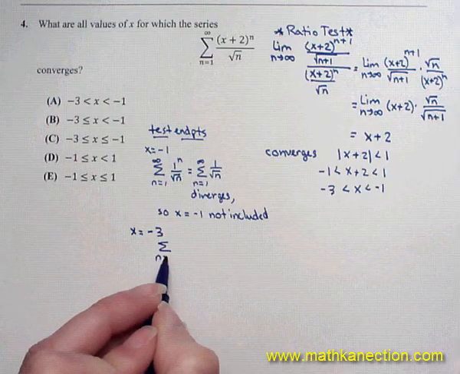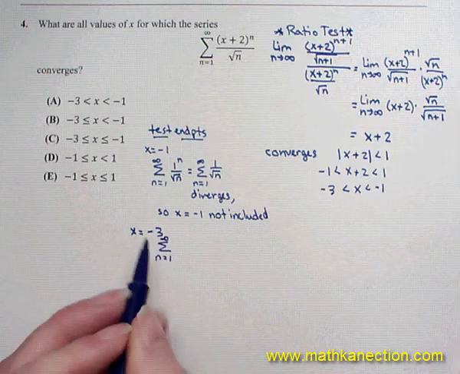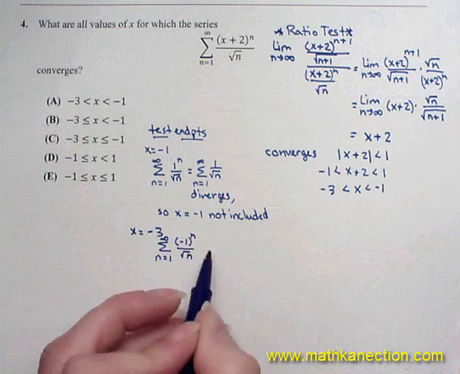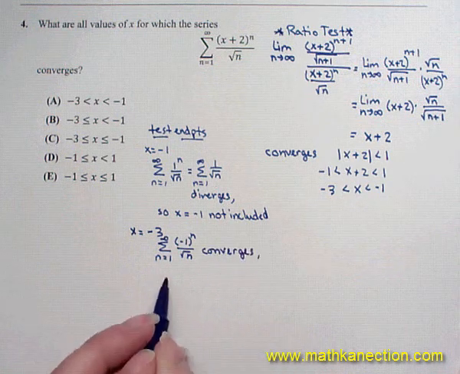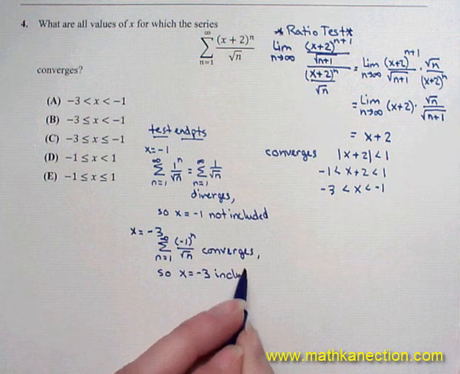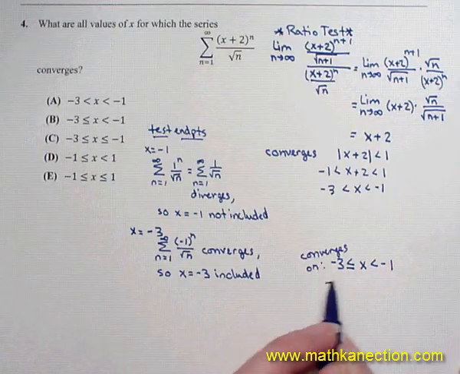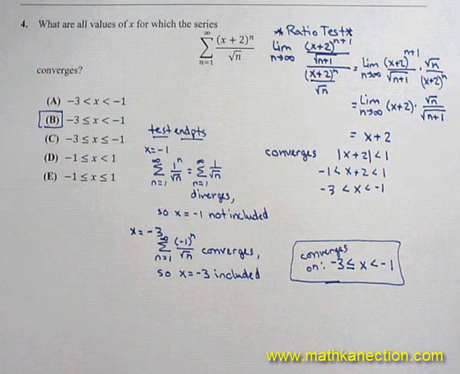And using x is equal to negative 3 then to see if that will be included, summation from n equals 1 to infinity of negative 1 to the n over the square root of n. That series converges, so x equals negative 3 will be included. So the interval of convergence is negative 3 to negative 1, where negative 3 is included, negative 1 is not.